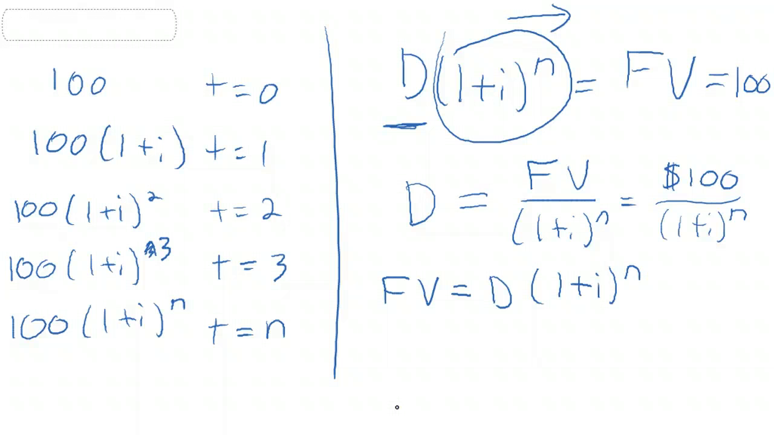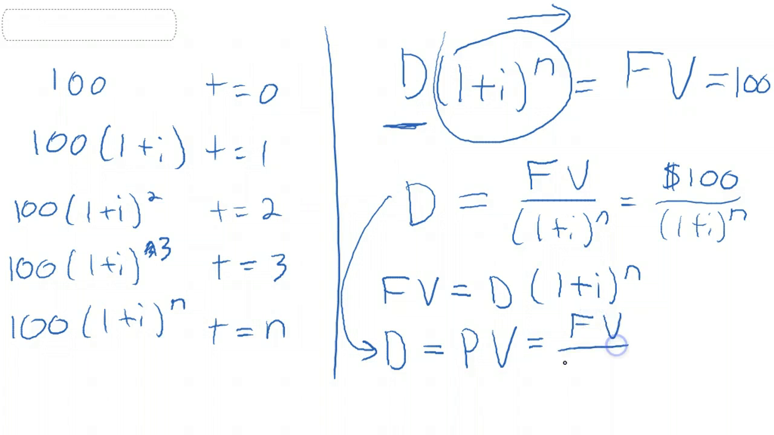If I want to figure out how much I have to put in the bank in the present, what sort of a deposit I have to make in the present, so we could call this the present value of the investment because I'm depositing it today at that value, I can do that, in the second formula, as FV divided by 1 plus I to the n. So now we have our two formulas.